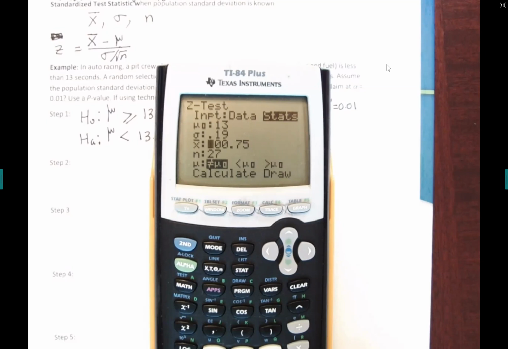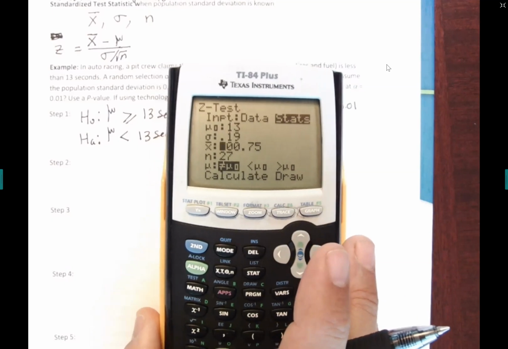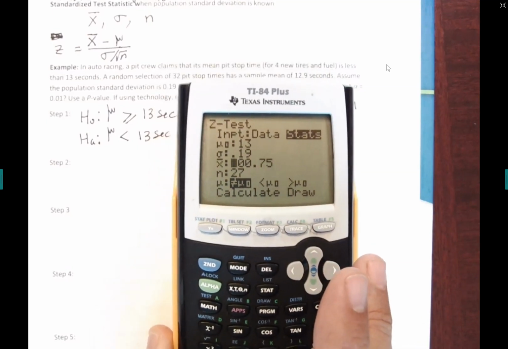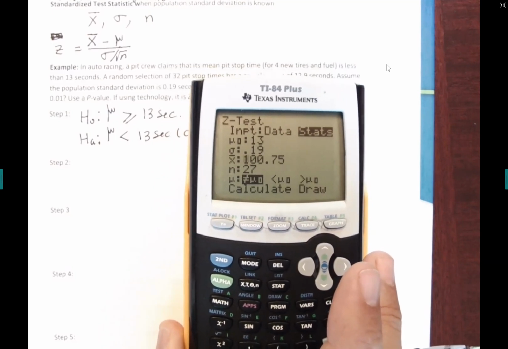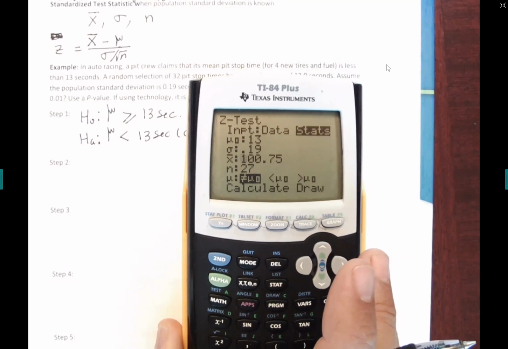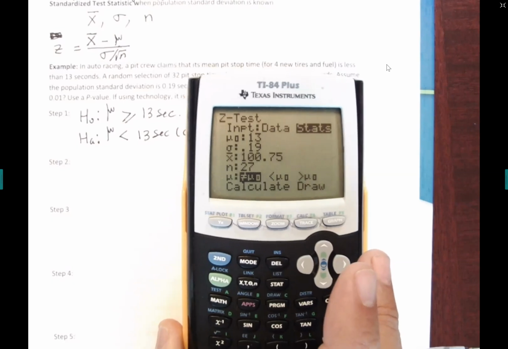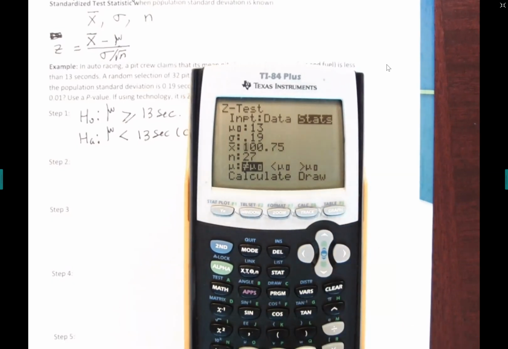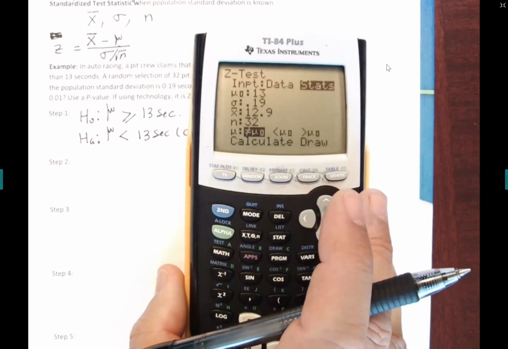Then X bar. If you like, guys, as I do this work, you can take a screenshot of the calculator for each question, and then later, when you try to do them on your own, you have the screenshots, just in case you're not playing the entire video and something goes wrong. X bar is 12.9. N is 32. Okay, now let me tell you what this one is before I hit calculate or draw.